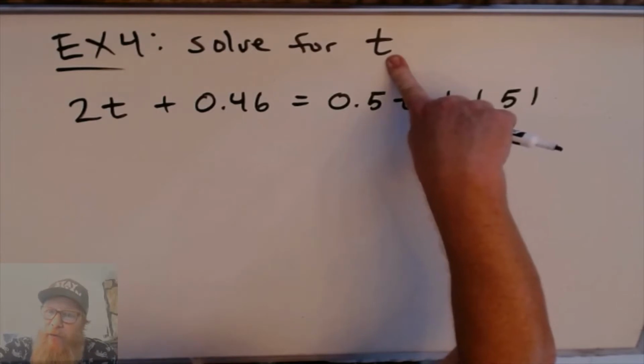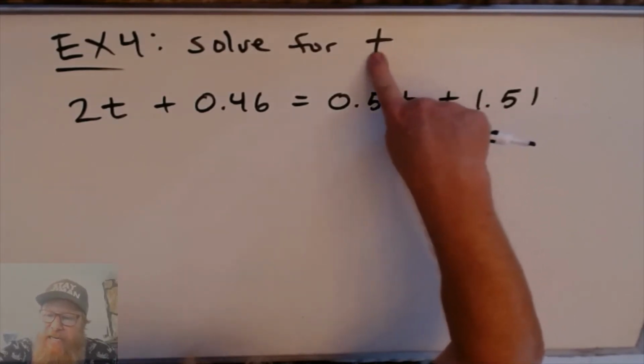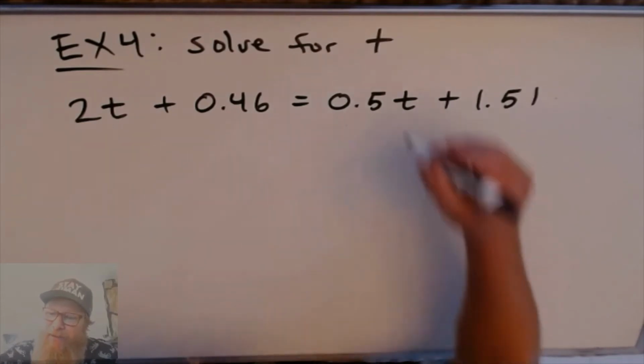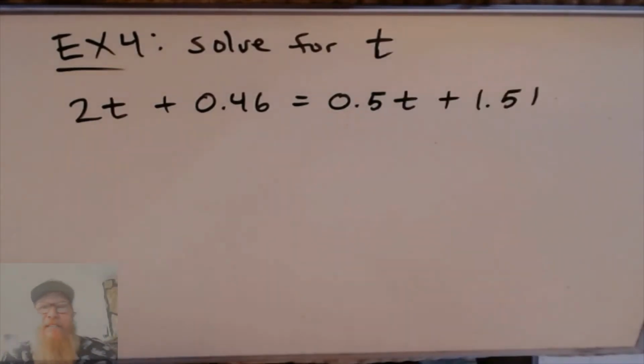Be careful the way you write it. Notice if you write your t's like that, they kind of look like plus signs, and it can get very confusing. So I like to write my t's with a little hook at the bottom of them so that I can tell that they're not plus signs.